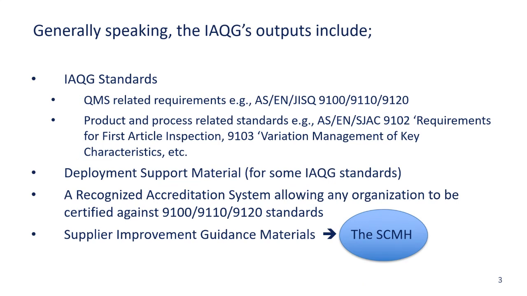So generally speaking, the IAQG's output includes the IAQG standards, of course. Many of you are familiar with the 9100, 9110, 9120 series. Products related to the 9102 requirements, first article inspection, variation management, key characteristics. We also deploy support material for some of the IAQG standards, which you find on the IAQG website, and a recognized accreditation system allowing any organization to be certified under these standards 9100, 9110, and 9120. And then we also have supplier improvement guidance materials, which we call the SCMH, and that's why I'm here today to talk to you about that.